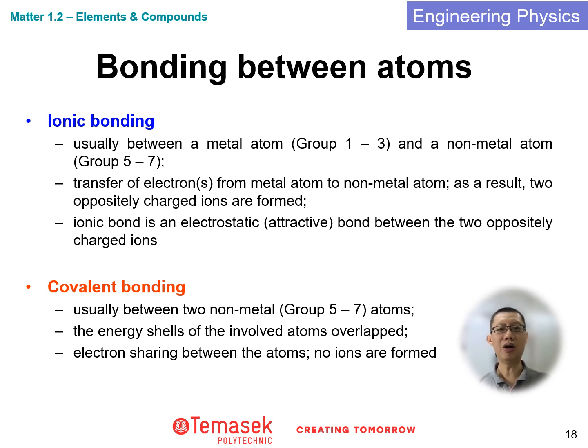Covalent bonds occur when two non-metal atoms share electrons rather than transferring them. This happens because both atoms need more electrons, so they overlap to fill their outer shells and become stable. By sharing electrons, each atom effectively completes its outer shell, creating a stable structure with no ions formed.